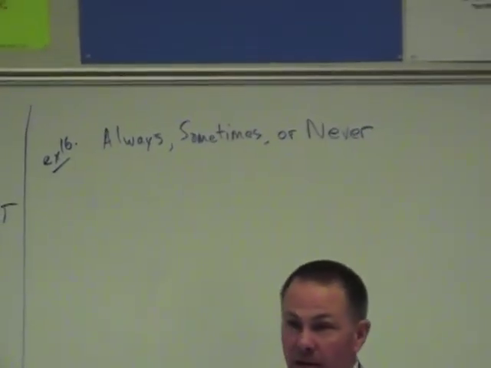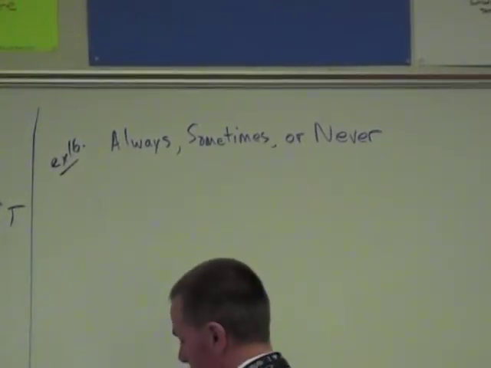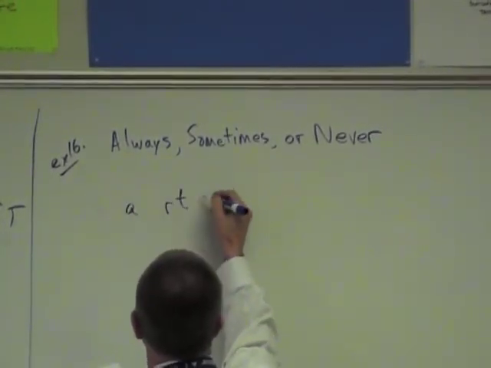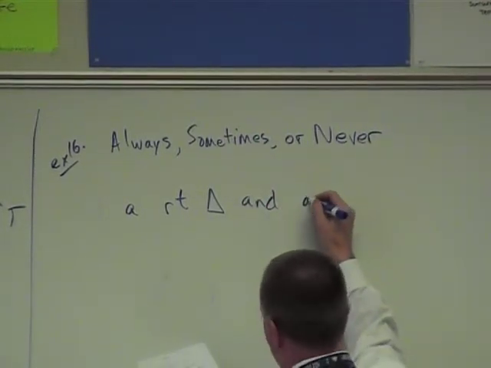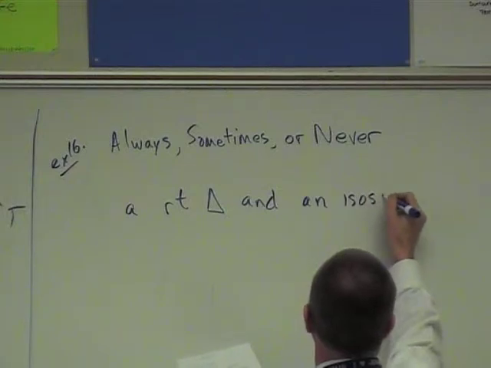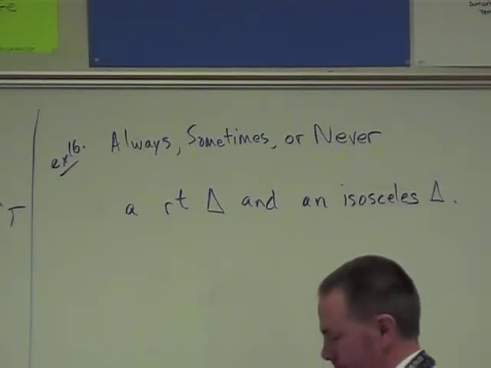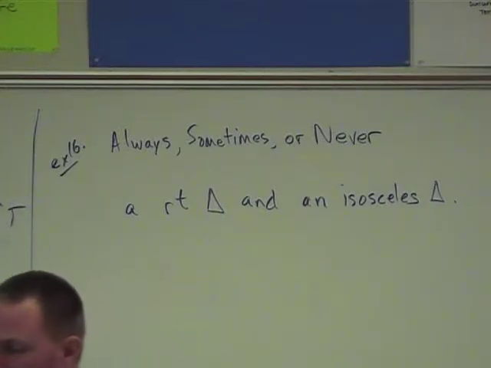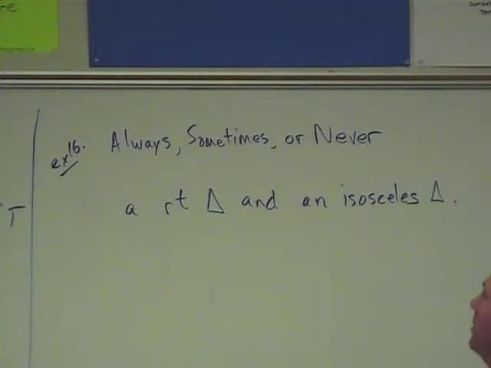Talking about similarity here. Okay, not congruence. Always, sometimes, or never similar. A right triangle and an isosceles triangle. Always similar? Let's try that first. Would a right triangle and an isosceles triangle always be similar? No, because the size of a right triangle can be totally different, right?